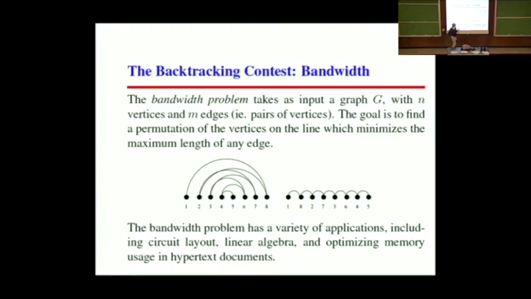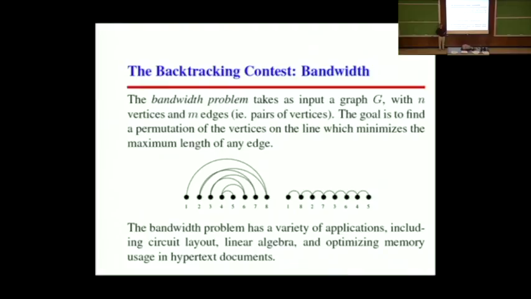If, on the other hand, we permuted the vertices so they were in the exact order of the path, does everybody see that every edge here is of length only 1? Where here we've got one edge of length, I think it's 7. Okay? Any questions about that?